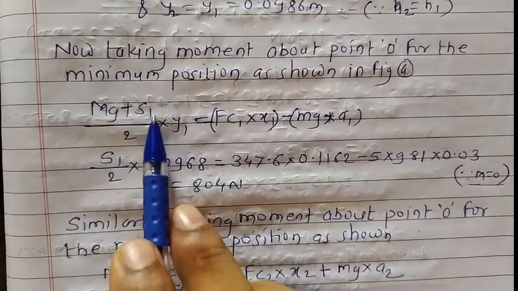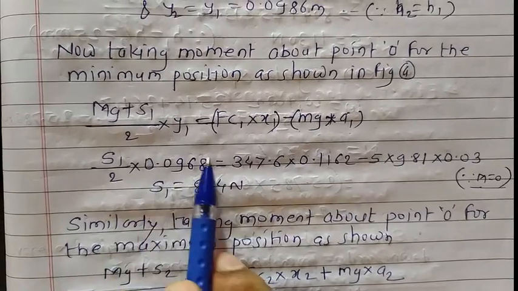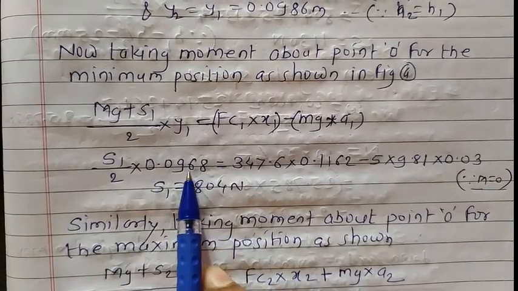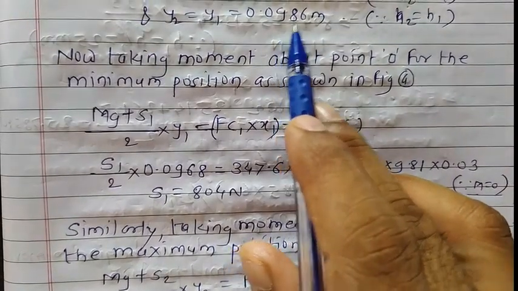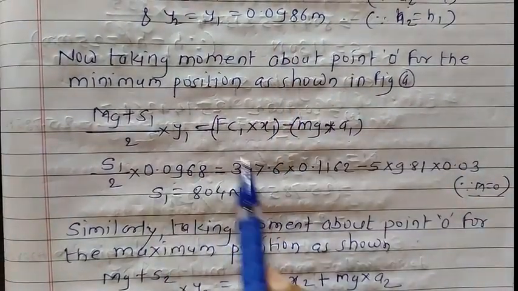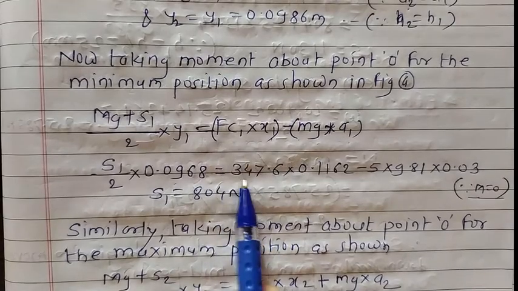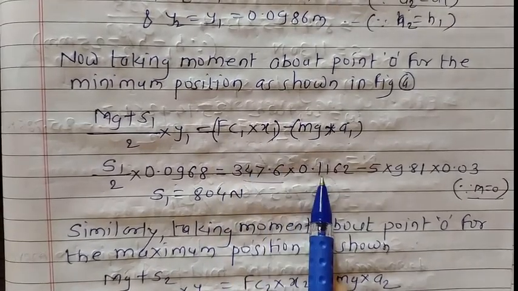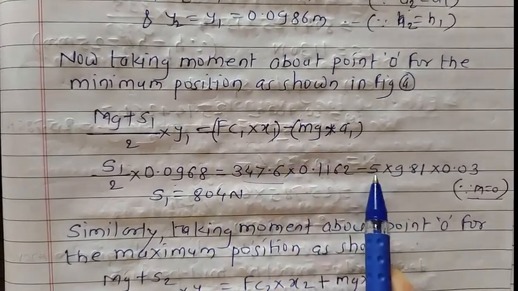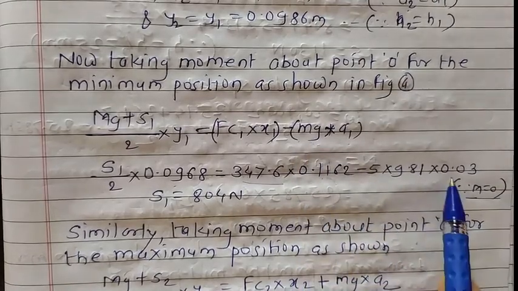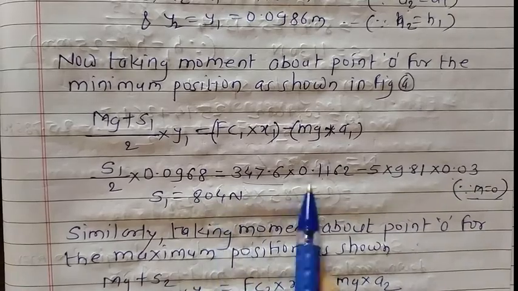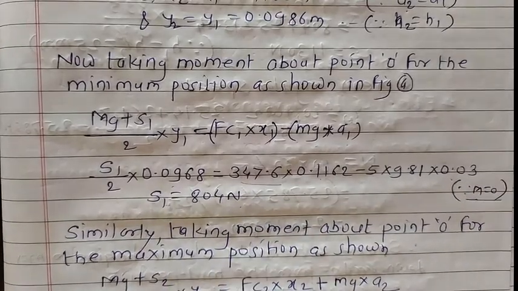So in this case s1 by 2 multiplied by y1, which is 0.0986, just substitute here. Next the fc1 value, substitute here. x1, substitute here, minus mg, here mass is 5, g, and a1. Just substitute all these values and get the value for s1.